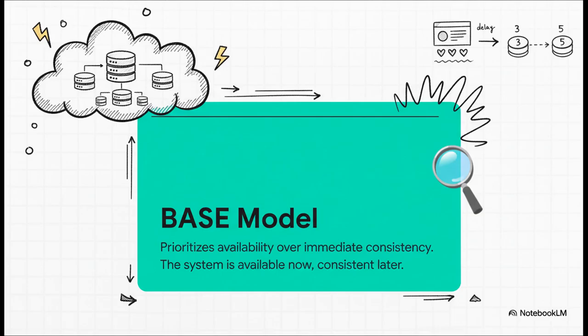NoSQL databases often follow a different model called BASE. And this model puts availability first, even over immediate consistency. It basically accepts that for a split second, different parts of the system might be slightly out of sync. Think about the like count on a viral post. It might be off by a little bit for a moment, but it will catch up. It becomes eventually consistent. And that trade-off is what lets NoSQL achieve that massive scale and speed.